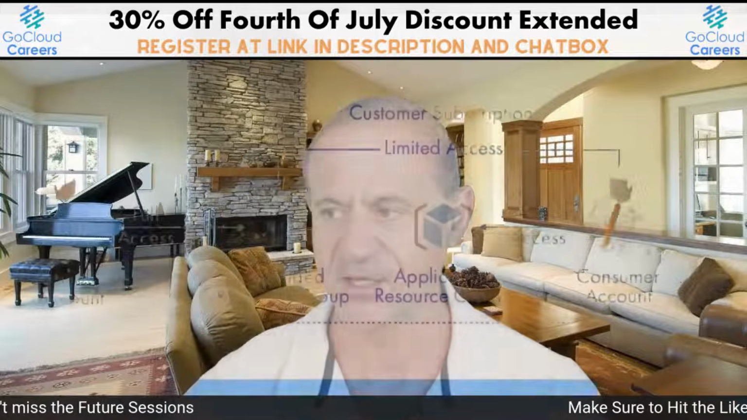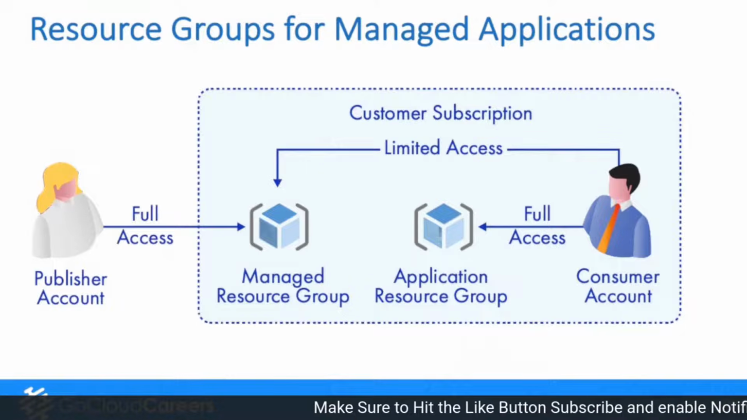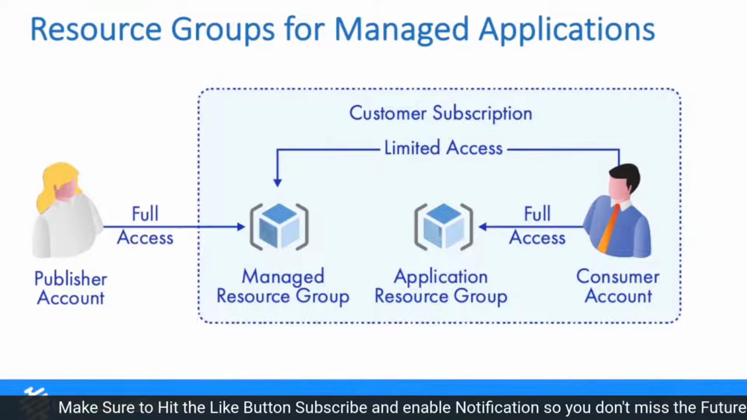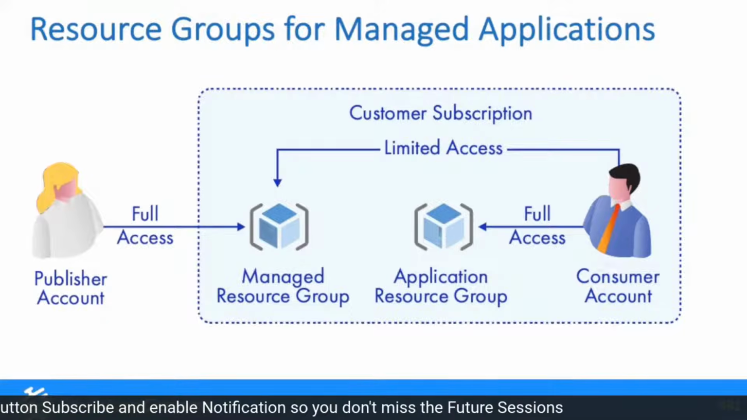So let's look at this visually, what it looks like for a second. As you can see, you've got a publisher account, which obviously has full control. And we can create a managed resource group, which has got an application resource group, which can determine what kind of access is provided and where. So I hope that makes sense to you.